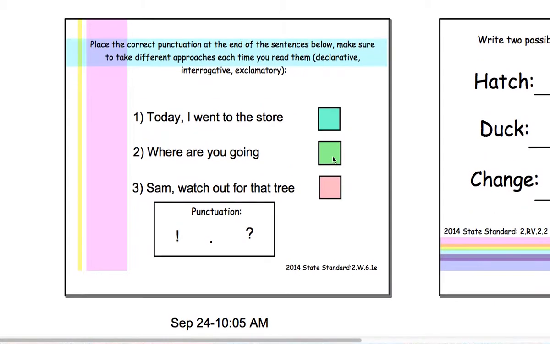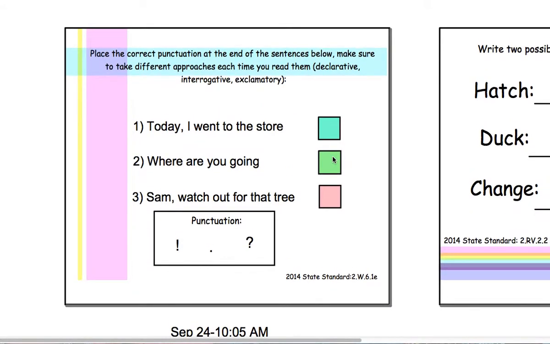My third activity is another connection activity. So it states, place the correct punctuation at the end of the sentences below. Make sure to take different approaches each time you read them, either declarative, interrogative, or exclamatory. Now, the classroom will go over these types of punctuation, such as the exclamation point, period, and question mark, before we go over this activity.